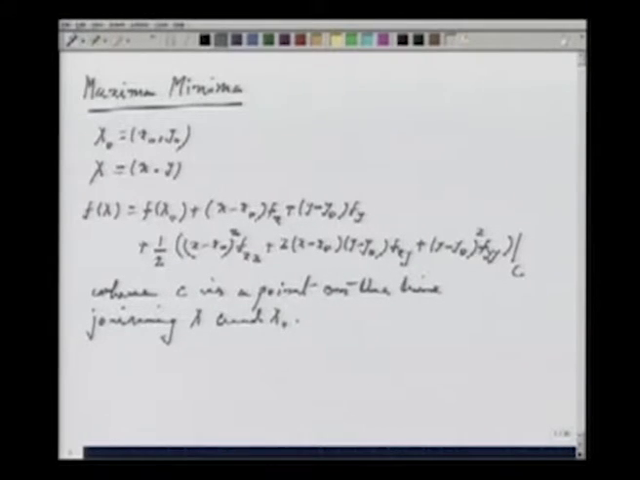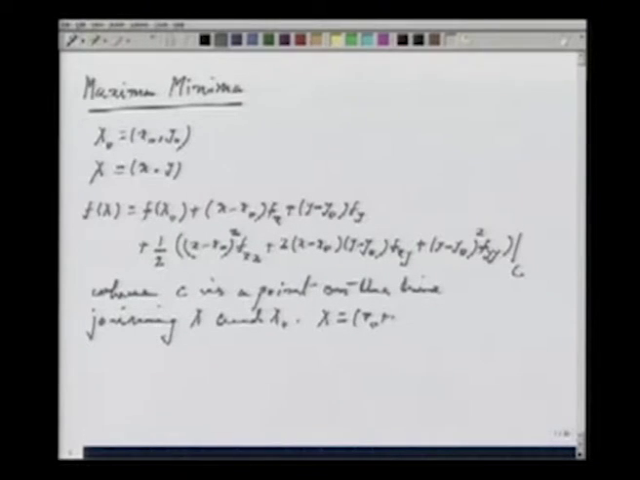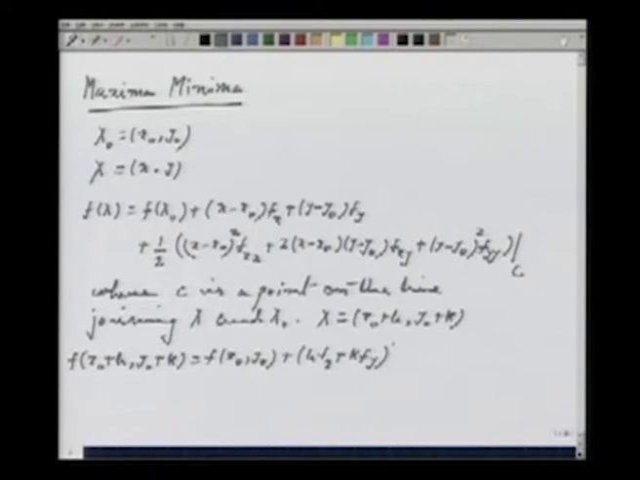Okay, so this was the extended mean value theorem. The way we have written it now, which is useful for us, let us say x is (x naught plus h, y naught plus k), then f of (x naught plus h, y naught plus k) is equal to f of (x naught, y naught) plus (h fx plus k fy) at the point (x naught, y naught) plus half (h square fxx plus twice hk fxy plus k square fyy). Okay, this we have proved in the last lecture.